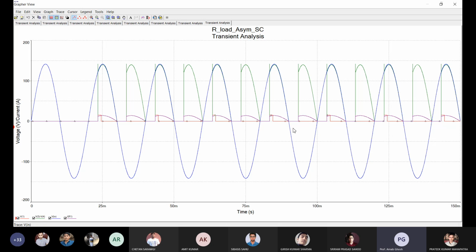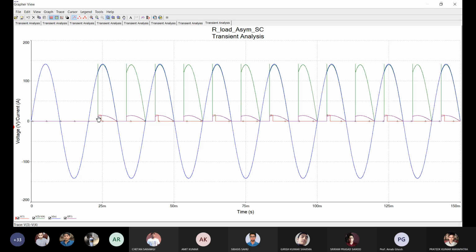So this is for 60 degree. Yes, sir. 60 degrees. R load, I guess. Acha, just for my curiosity, suppose you don't have the circuit diagram. How do you know this is the simulation for R load, not for RL load? How do you understand?